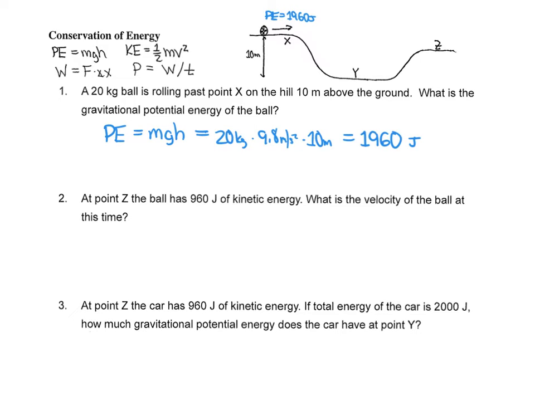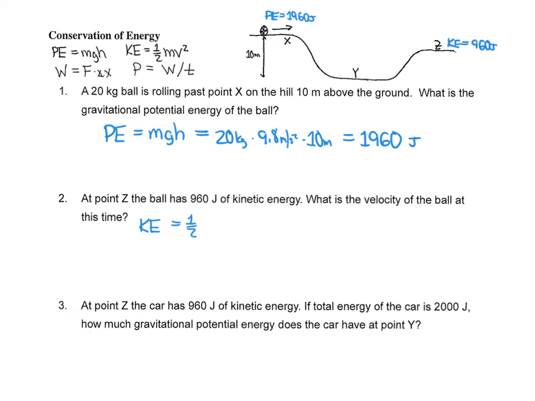Got it. And obviously, those 1960 joules, we're going to lose PE as we roll down here and gain kinetic energy. And then as we roll back up, we're going to increase some PE and lose some kinetic energy as we pass by point Z. So it says, at point Z, we have 960 joules of KE. What is the velocity of the ball at that moment? So I'm going to write it right on there that the KE here is 960 joules.